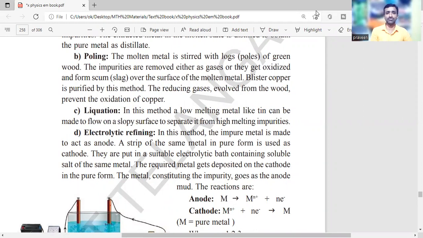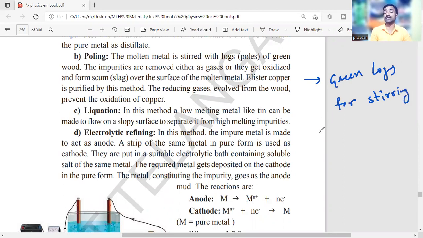Right now about poling. Poling is nothing, actually we are not doing much here, right? It also depends on boiling point, but here we are not heating up to a particular temperature. We are just using green wooden logs for stirring. Why are we stirring continuously? Because the pure and impure material is available in a molten state, right?